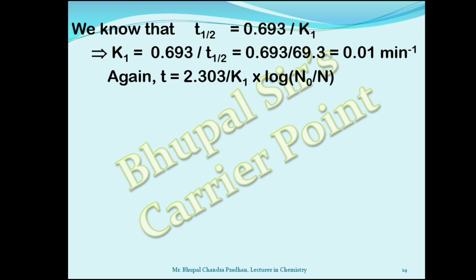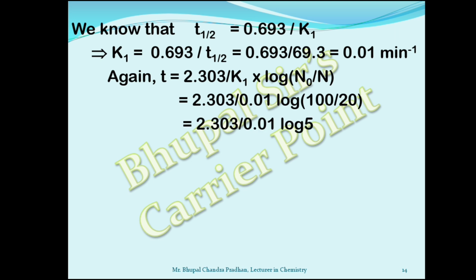Again, t is equal to 2.303 by K1 into log A0 by A, or N0 by N. Since 80% completion is mentioned, if A0 is 100, then A is 20. So t is equal to 2.303 by 0.01 into log 100 by 20, that is equal to 2.303 by 0.01 into log 5.